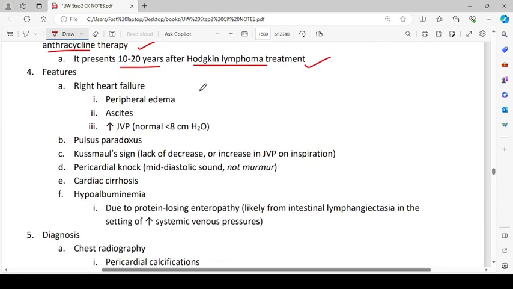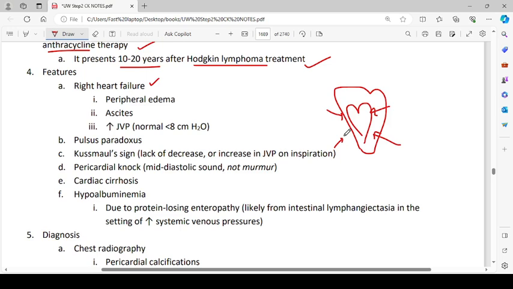The features are right heart failure. In constrictive pericarditis, this is the heart and this is the stiff pericardium. It is exerting pressure on the heart on all sides. Because the right side of the heart is a low pressure system, it faces the brunt the most. So there will be right heart failure. The right heart won't get enough blood. It won't be able to relax properly.